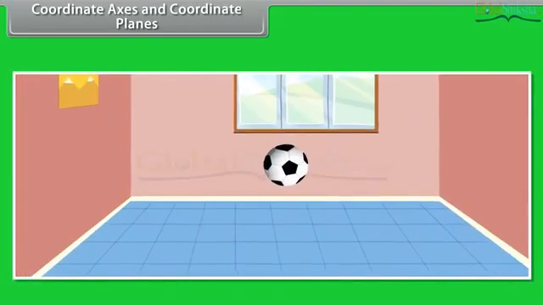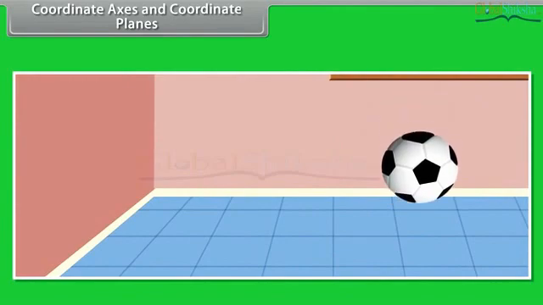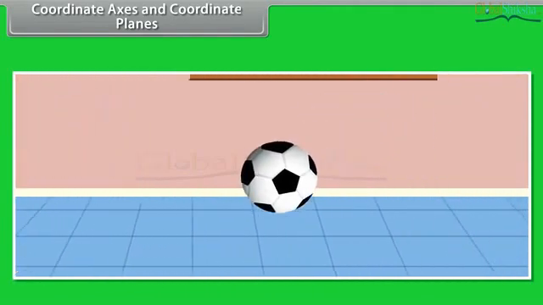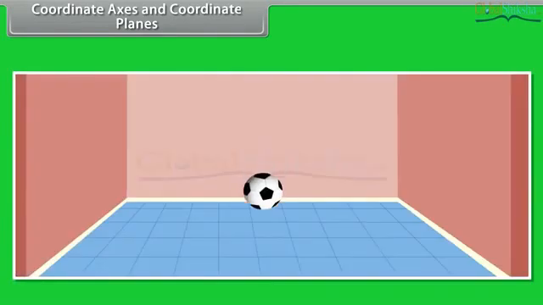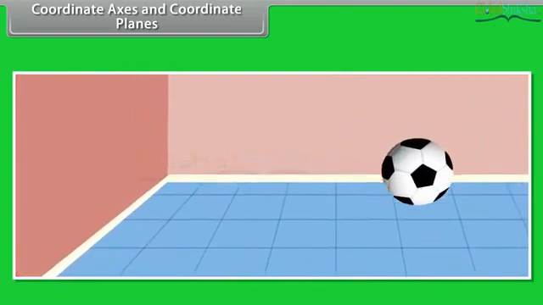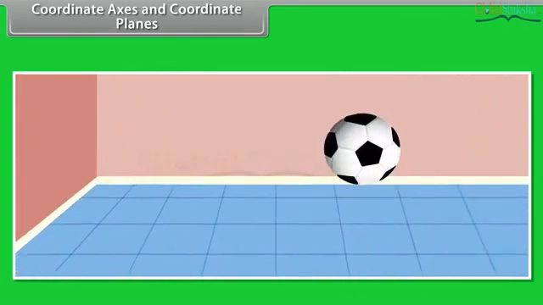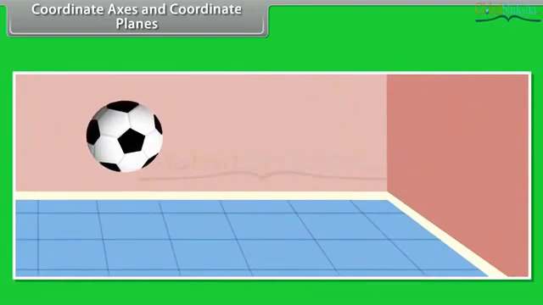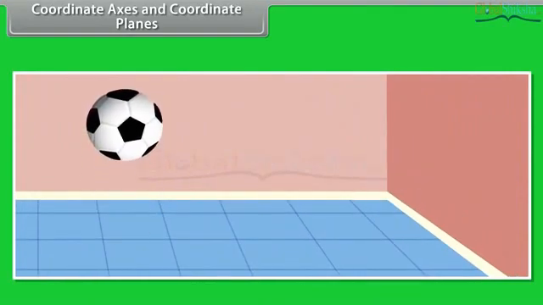Let us take an example of a bouncing ball in a room where one corner of the room is considered as the origin. We can take any corner of the room as origin of reference, and relative to that the coordinates of the point change.